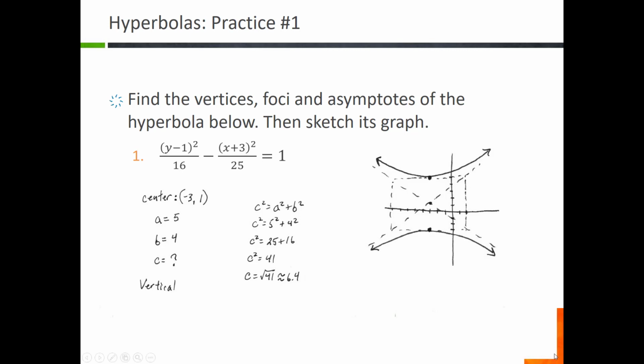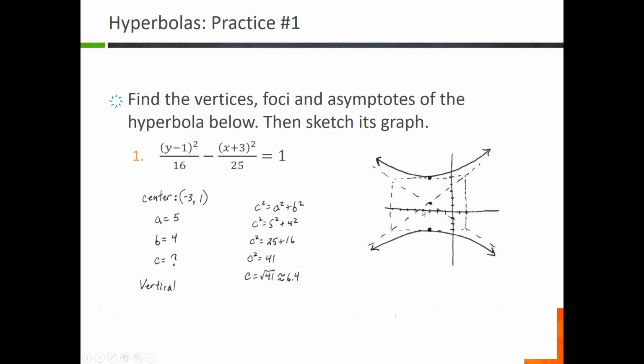So we know the center is 3 units to the left and 1 unit up, so that's (-3, 1). Because the a value is 5, I know from the center I can go 5 units left and 5 units right, so the width of our box is 10 units across. And because b is 4, I can go from the center 4 units up and 4 units down. So that gives us the top and the bottom of the box. So we draw our box.